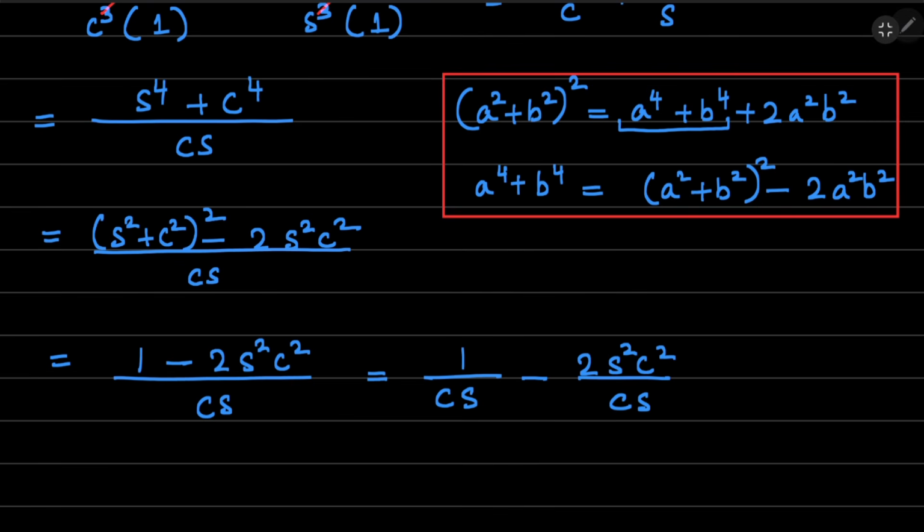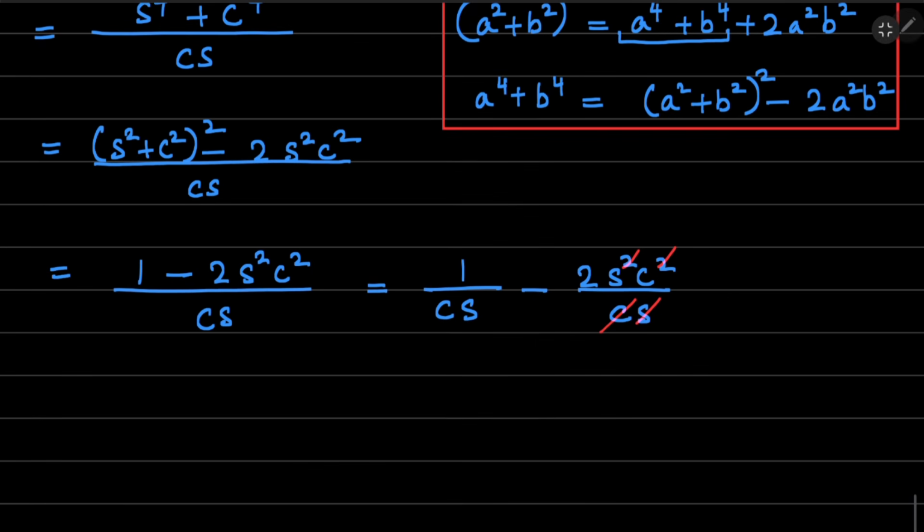Now you can easily cancel it. One cos will get cancelled, one sine will get cancelled. Again here 1 by cos sine is nothing but 1 by cos into 1 by sine. What is 1 by cos? Secant theta, right? Into 1 by sine is cosecant theta.